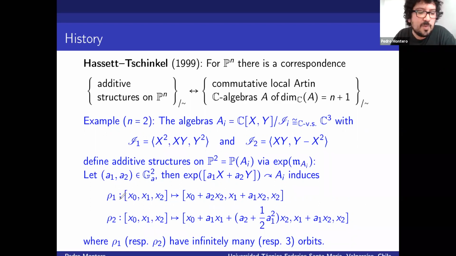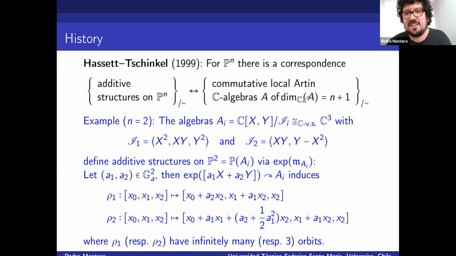So in this example, the first one is the naive action. For example, if you take x2 equals 1 here, you get the naive action of J2 on C2. And the second one is another action, which is less naive, I would say, but it's obtained by considering this second algebra. And these are very different, actually. The first one has infinitely many orbits. Essentially the hyperplane x2 equals 0, every point on this line is fixed. It's its own orbit, right? And the second one has 3 orbits.